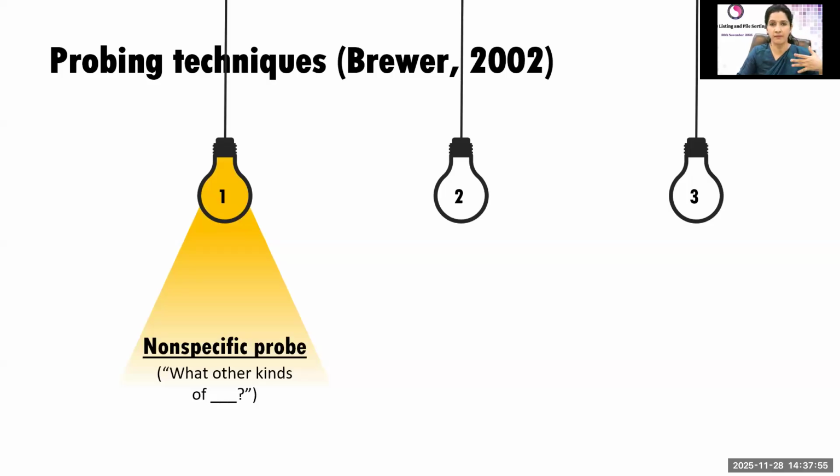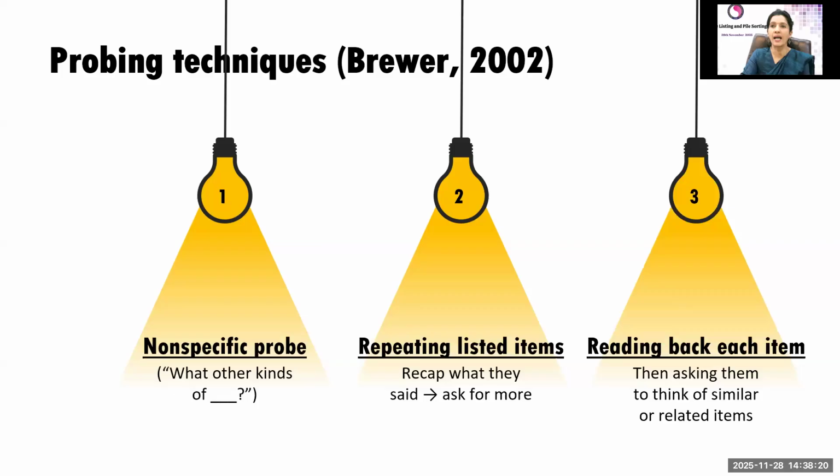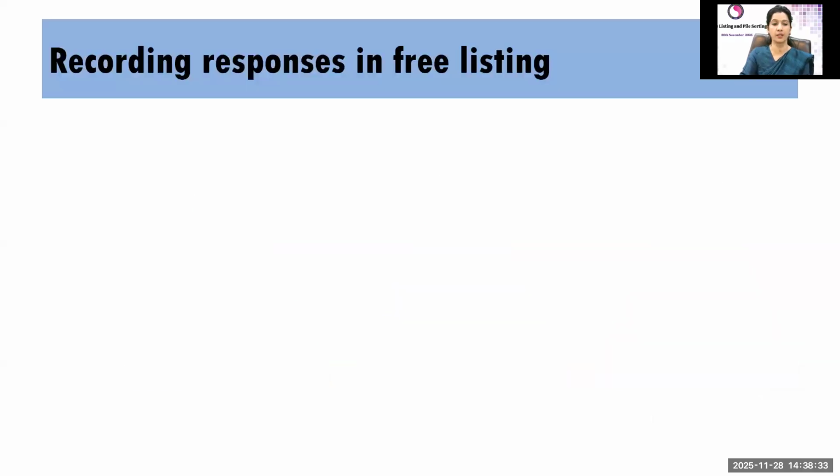So there are some probing techniques for free listing. Whenever I ask someone to list something, I should understand what probe to use. There can be non-specific probes, like asking the person to recall more if the list is short, or I may recap, revise or repeat the same thing and ask for more, or I may ask for similar or related items to those they have said. These probing techniques help generate more items if the list is small, or if they are not coming up with items.